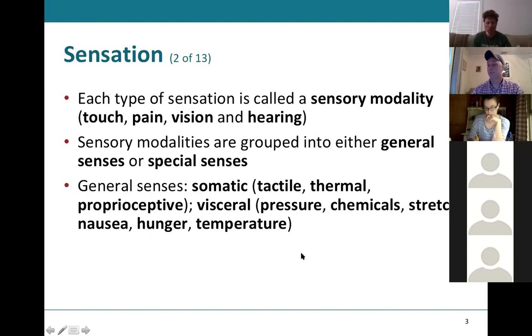Yes, Amy. So I'm interested in the difference between touch and pain. I guess I thought that they might be more closely related than they are. And from what I'm getting from this slide, touch, tactile senses are somatic, and pain is visceral.